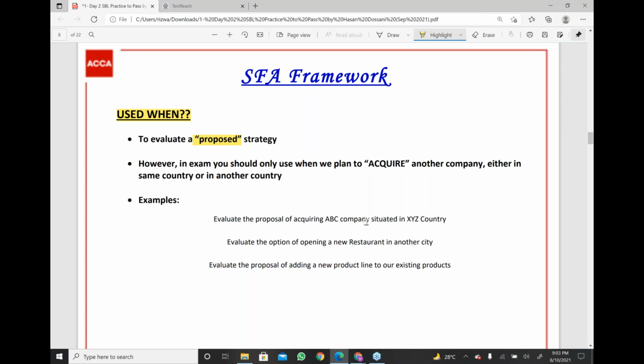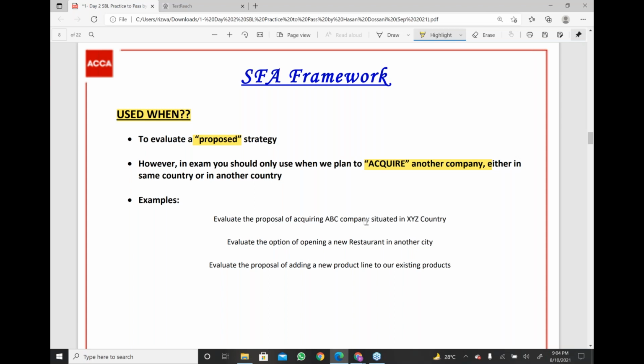But from an exam point of view, in an exam situation, I never recommend SFA in all types of cases. I just recommend that in the exam we should only use SFA when the question talks about acquisition. So if the question is saying that our company is thinking of acquiring another company, acquiring is the keyword. So in that kind of question, you should go ahead and apply SFA in your exam.